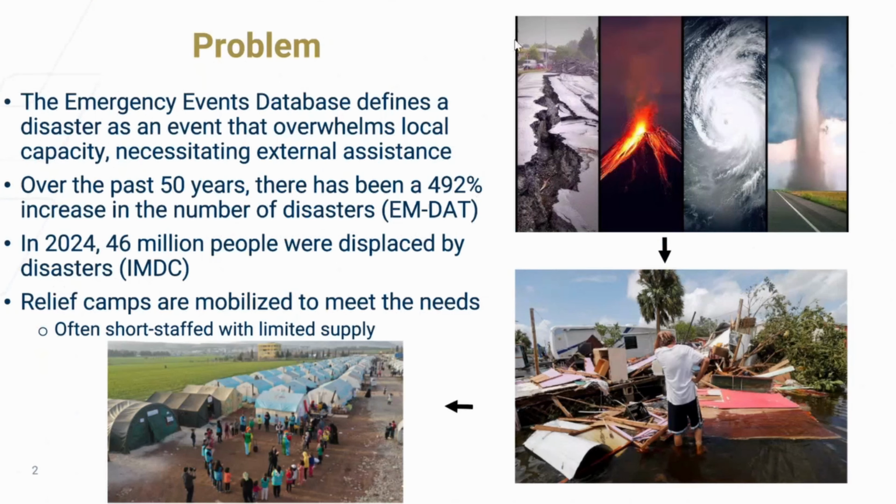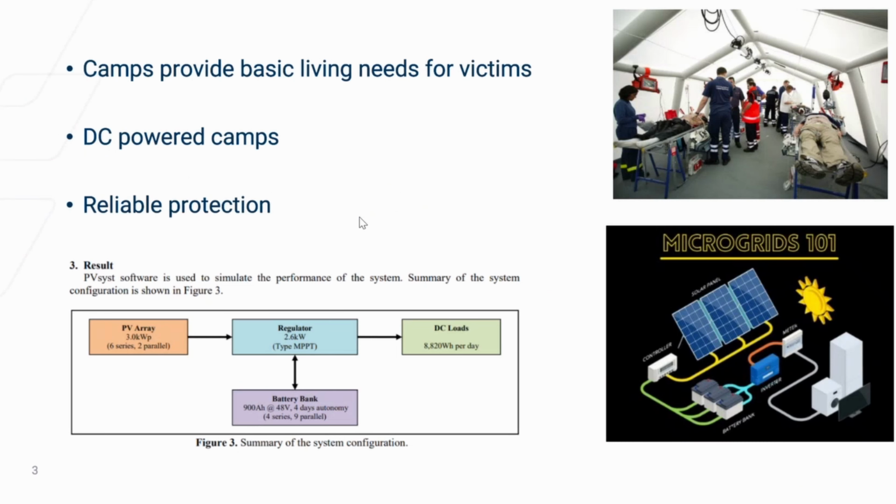Entering our problem space, the emergency event database defines a disaster as an event that overwhelms local capacity, necessitating external assistance. Now there has been an increase of about 492% in the number of disasters over the past 50 years, and last year approximately 46 million people were displaced by disasters. In response to this, relief camps are mobilized to these affected areas.